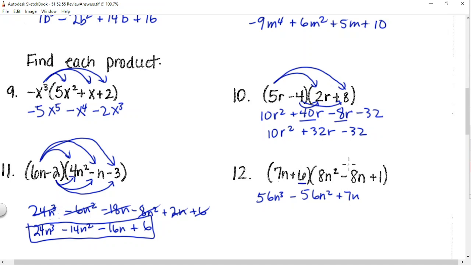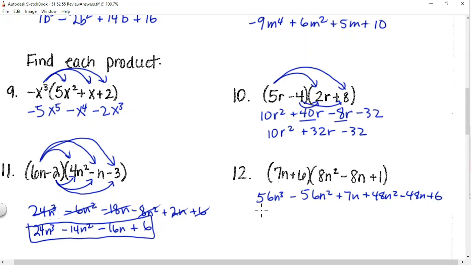Now we look at the 6, and we take it times each of those that's in that second trinomial. So you have plus 48n squared, minus 48n, and plus 6.